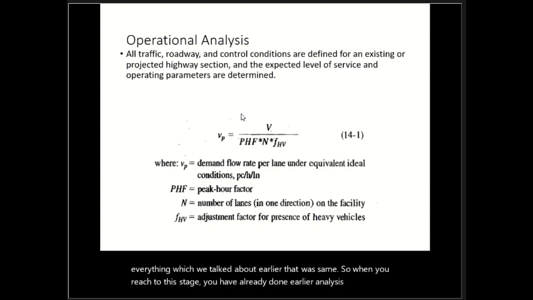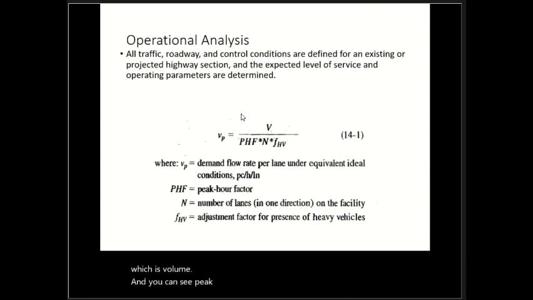Okay, so in operational analysis, we are trying to find out vp, which is the flow rate. Flow rate, existing flow rate of the highway, not service flow rate. Okay, how much is the current flow rate on the highway? So I need V, which is volume, and you can see peak hour factor. So V upon peak hour factor becomes flow rate. It's already volume divided by peak hour factor, it becomes flow rate.